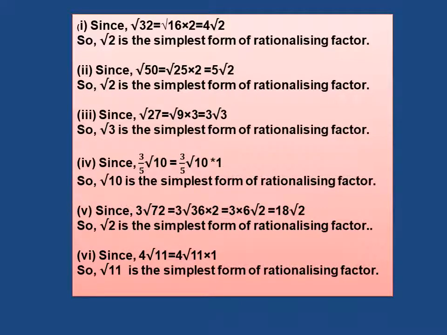3 root 72. The square root of 72. The nearest square factor is 36 twos are 72. Therefore 3 root 36 into 2. Then 3 multiplied by the square root of 36, which is 6, root 2, equal to 3 sixes are 18, 18 root 2. Only the root 2 term remains, and therefore root 2 is the simplest rationalizing factor. Next, 4 root 11. 11 is a prime number, you know. 11 ones are 11. Then here root 11 is the only simplest form of rationalizing factor.